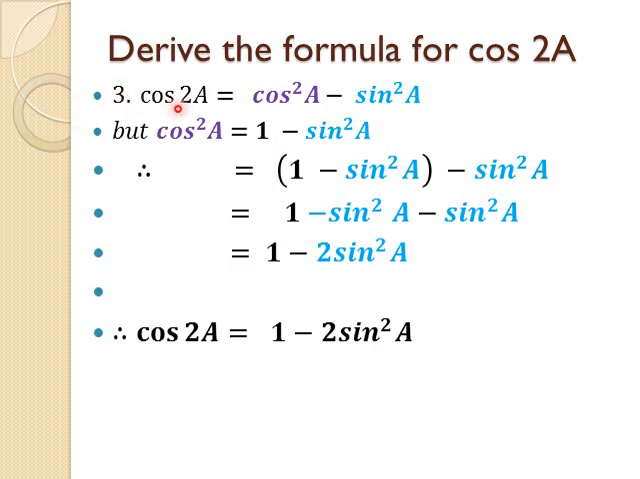Alright, so for the fourth one, cos 2a equal cos squared a minus sine squared a. But cos squared a equal 1 minus sine squared a. So in the place of cos squared a, I put 1 minus sine squared a minus sine squared a. Minus sine squared a minus sine squared a gives me minus 2 sine squared a. So cos 2a equal 1 minus 2 sine squared a. So that in short is my double angles and their expansions I've derived.